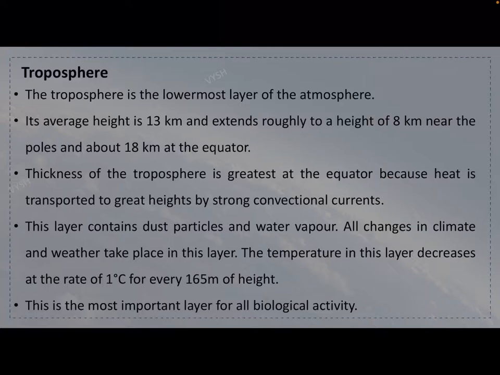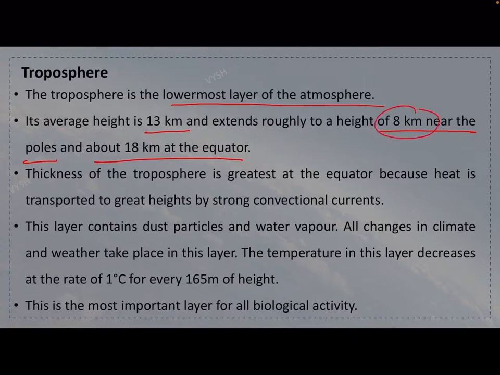We will see the troposphere. The troposphere is the lowermost layer of the atmosphere, where we are. So above our head is basically the troposphere. Its average height is 13 kilometers, and it extends roughly to a height of 8 kilometers near the poles and about 18 kilometers at the equator. So it is not the same all over the earth. Near the poles it is the least, almost 8 kilometers, and highest at the equator.